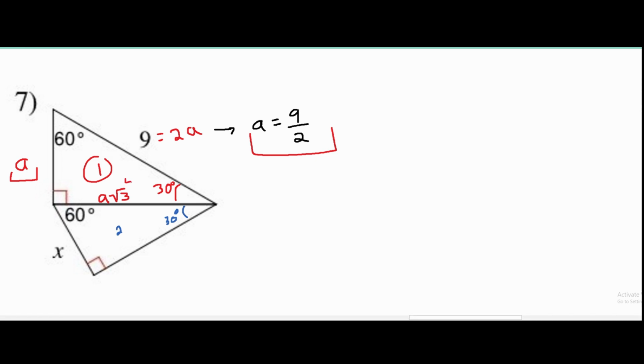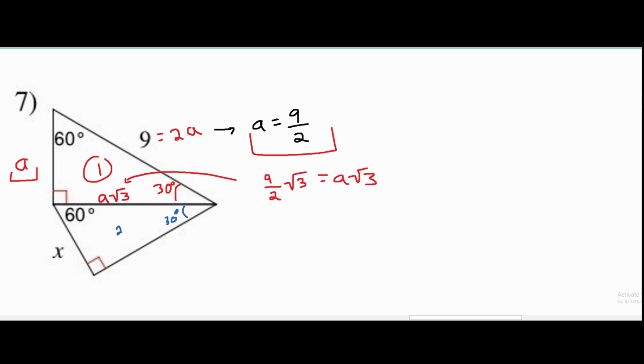Lastly, we need to find this side right here. For this side, we have a square root of 3. Well, all we need to do is just plug in our a. So we're going to have 9 over 2 times the square root of 3. And if we wanted to, we could test this. We can say a times the square root of 3. If we divide both sides by the square root of 3, we get 9 over 2, which is equal to a, which is what we get here.